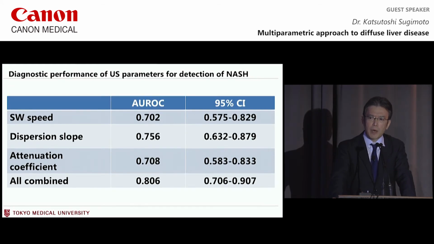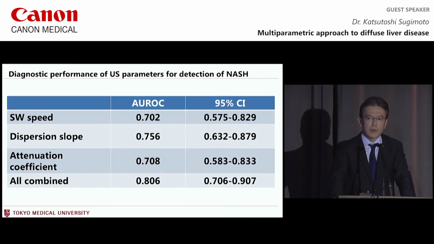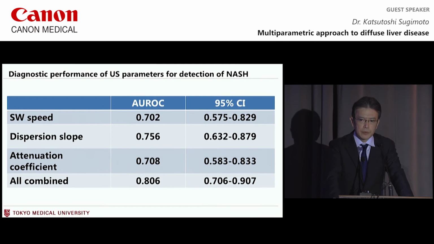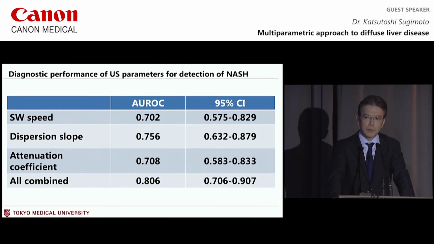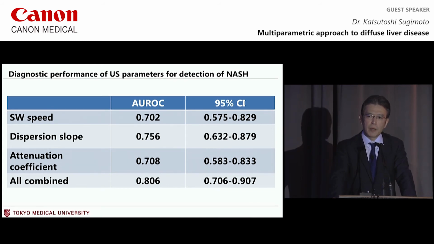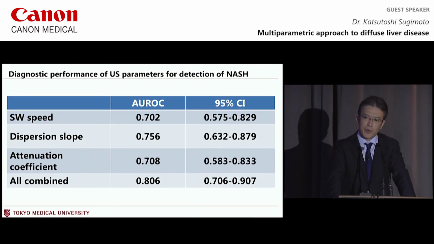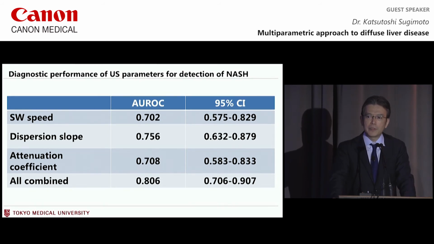This shows the diagnostic performance of US parameters for detection of NASH. The AUC for shear wave speed was 0.702, dispersion slope was 0.756, and attenuation coefficient was 0.75. As you can see, the dispersion slope was the highest, but the diagnostic accuracy is not adequate to discriminate NASH. But with the combination of all 3 parameters, the diagnostic accuracy was much improved. AUC was 0.806.